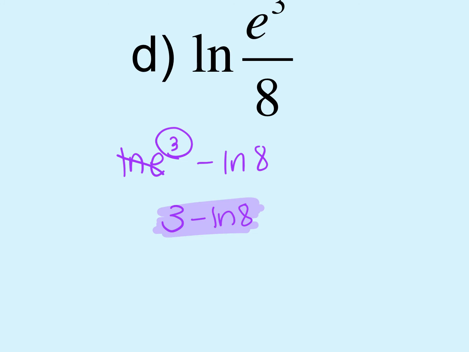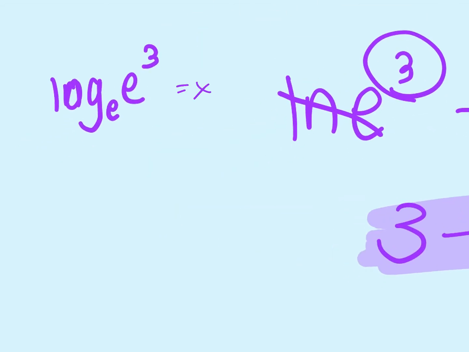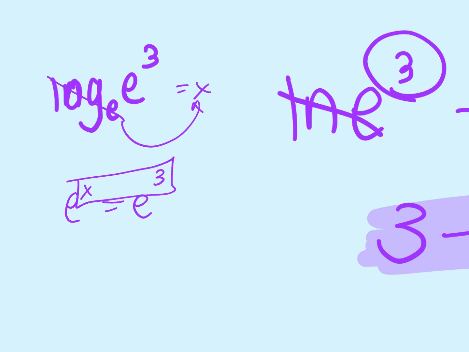Log base, because that would be log base e of e to the third. So the base on the log and the base on the exponential are the same. Wouldn't it be 2? No. Are you talking about the 8 or are you talking about the 3? This would be rewritten as log base e of e to the third, right? So if you didn't know it and you set it equal to x, e to the x equals e to the third. Bases are the same. Yeah, okay. So I set the exponents equal.